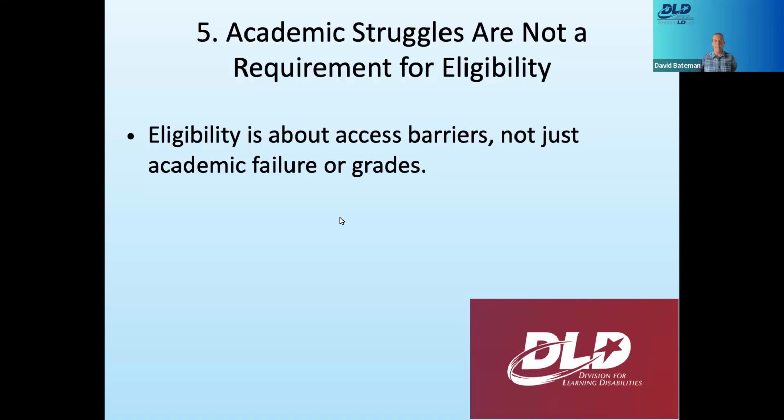Five, academic struggles are not a requirement for eligibility. Eligibility is about access barriers, not just academic failure or grades. There are some kids in our schools who are getting good grades, but they are suffering because they have anxiety issues, they have depression issues, and we need to treat them and provide appropriate accommodations for them as a result of this. Too often I hear that because kids are doing well academically, they don't need services. That is not necessarily the case. We need to make sure that we're providing this and helping them.